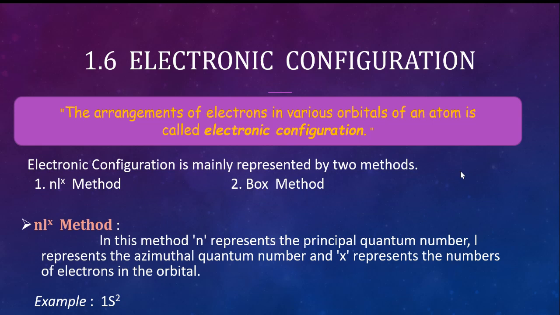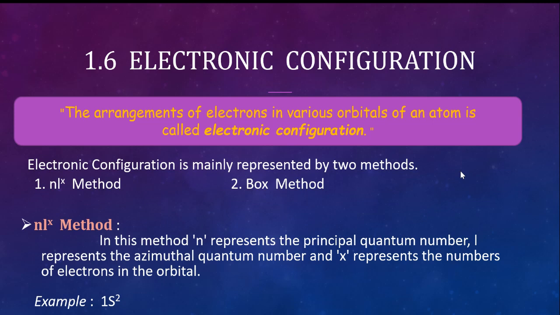Then coming to the next quantum number, that is the azimuthal quantum number, it is indicated by the letter small l. The azimuthal quantum number deals with the sub-energy levels. That means in the first orbit there is only one sub-energy level, that is s, in the second orbit s and p, and in the third orbit s, p and d. Likewise they are arranged. And the l values will vary from 0 to n minus 1.